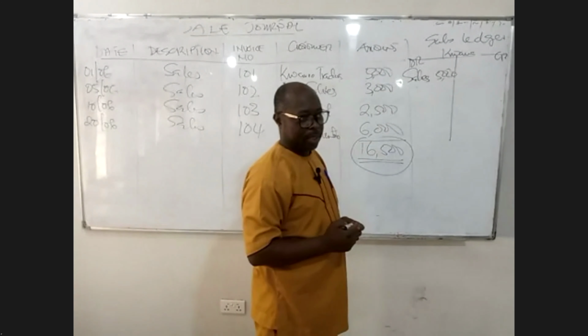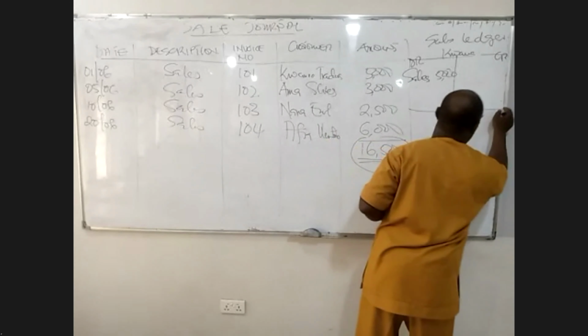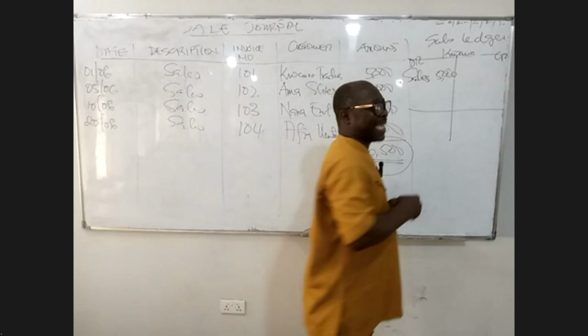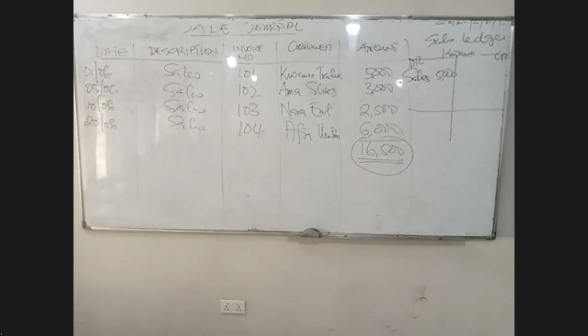So that's what will happen. Then we open another account. So when you pick the ledger, you will see all the accounts of our what? Credit customers. Are you okay? So that is the double entry principle.